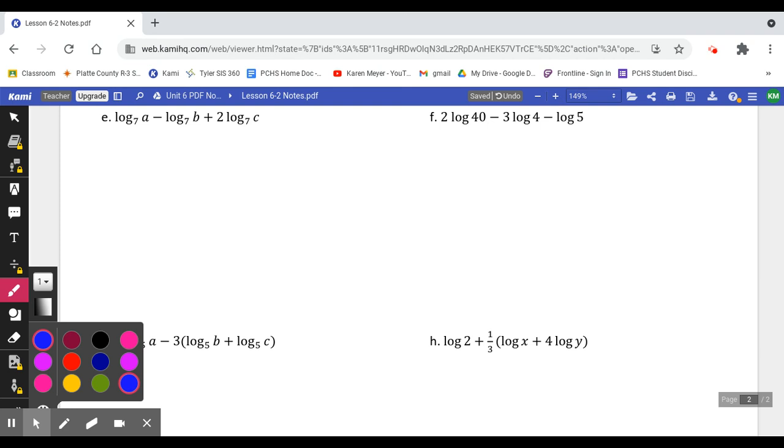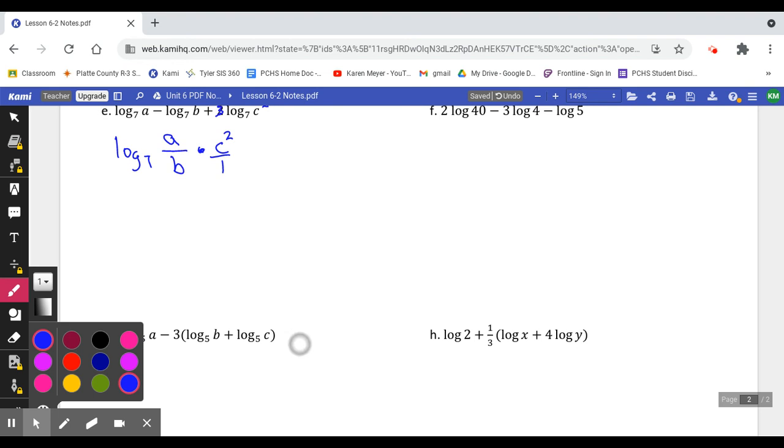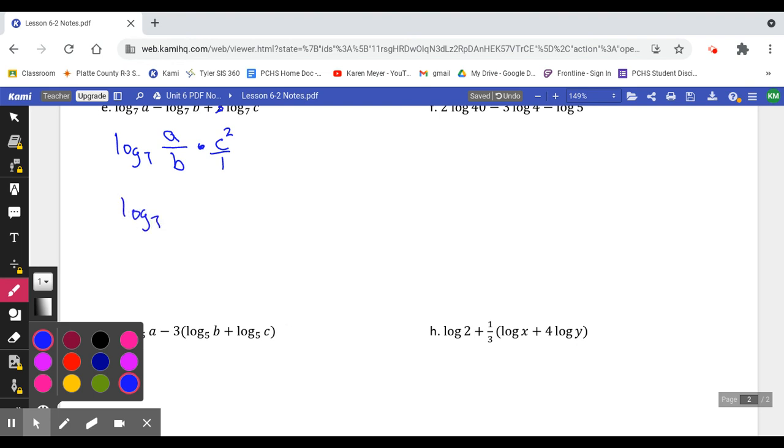Okay, E. For that C, I'm going to move the 2 up and make it an exponent. Boom. Subtraction means division. So log base 7, A divided by B. Plus means times C squared. And when I'm saying times C squared, does that mean I put it on the top of the fraction or do I put it on the bottom of the fraction? Well, think of C squared as a fraction and that would be over 1. So hopefully you're going to say, oh, the C squared shall go on top. So I have log base 7 A C squared over B.